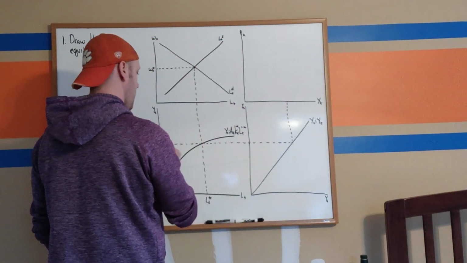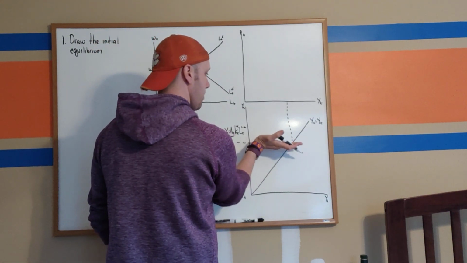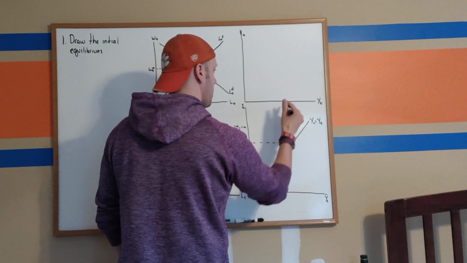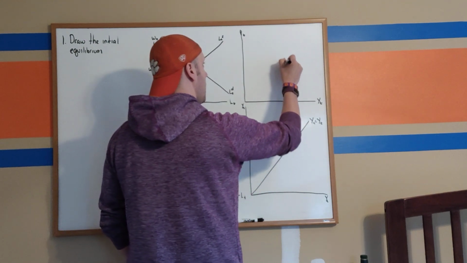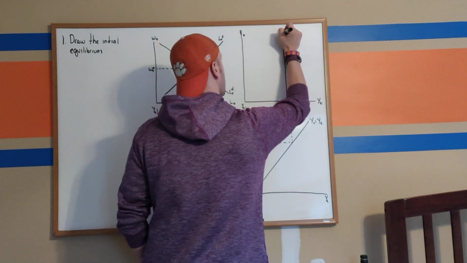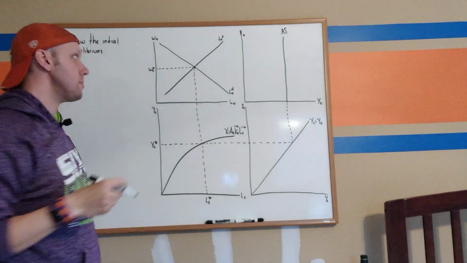So at this point here, we draw a dotted line over, Y_T equals Y_T. It converts this horizontal dotted line into a vertical dotted line. We draw it up until we hit this graph here, and this is a vertical line. We're going to call it AS for aggregate supply.